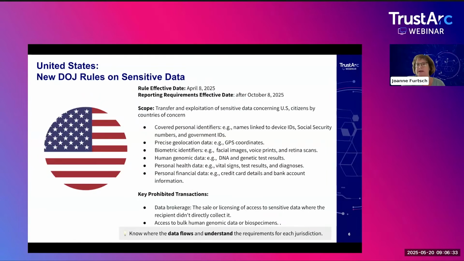The categories that are covered, as you see listed on this slide here, around covered personal identifiers. So like names linked to a device ID, your social security numbers, other government IDs. And the threshold here is over 100,000 US persons whose data is transferred over a 12-month period. So the thresholds apply across a 12-month period. So precise geolocation data like your GPS coordinates, the threshold there is over 1,000 US devices. Those would be subject to this rule.